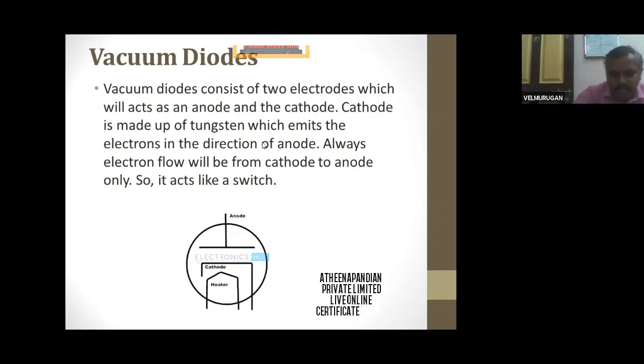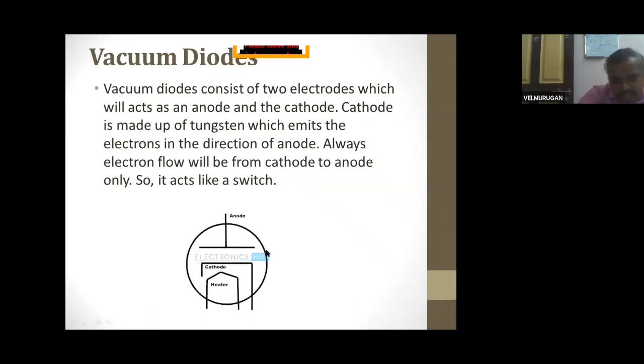This vacuum diode acts as a switch. A vacuum diode consists of two electrodes, which act as an anode and a cathode. The cathode is made of tungsten, which emits electrons in the direction of the anode. Electron flow is always from cathode to anode only. It acts as a switch. That is a vacuum diode.